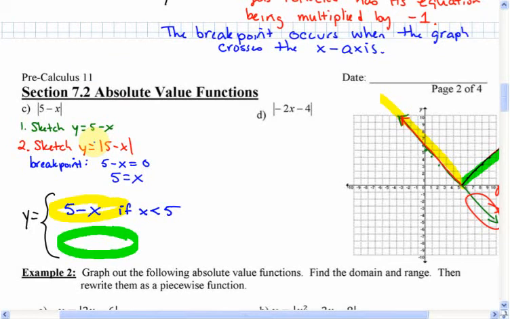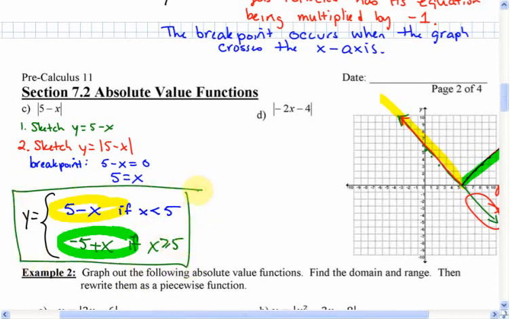Now, the green part here seems to have a change. So when there is a change, what do we do with the equation? Make it all negative. So instead of having positive 5, we'll make it negative 5. Instead of negative x, we'll make it positive x. And this is true if x is greater or equal to 5. Congratulations. This is your piecewise function.